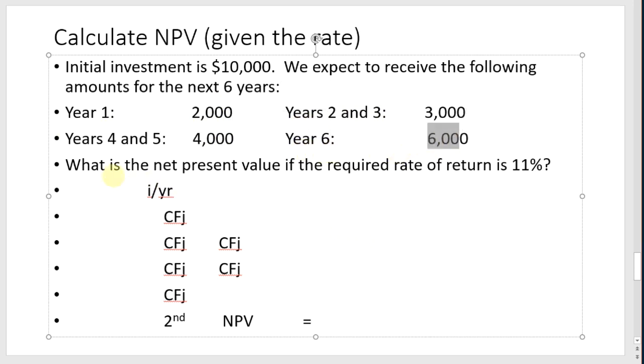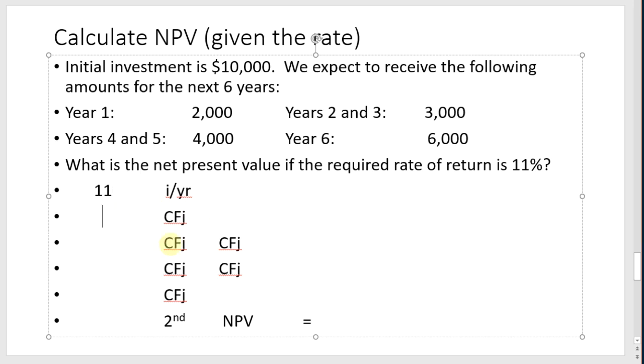So first thing we're going to do is clear the calculator. I didn't write it there, but please clear your calculator. And we're going to put in 11 and hit your interest per year key. Okay, so that tells the calculator do this at 11%.